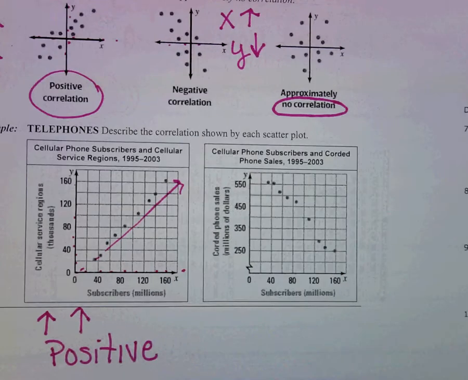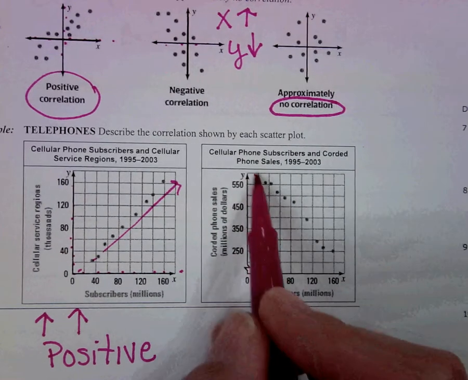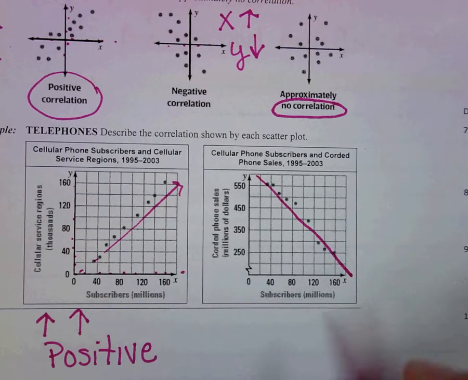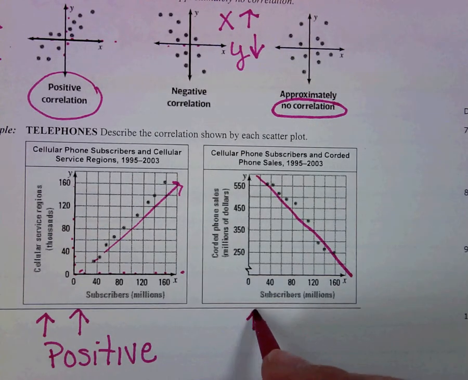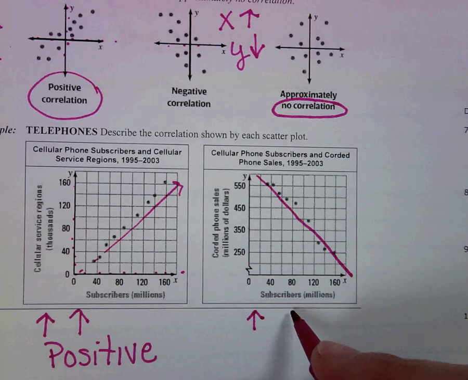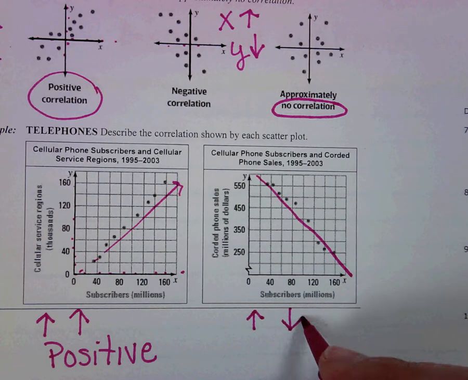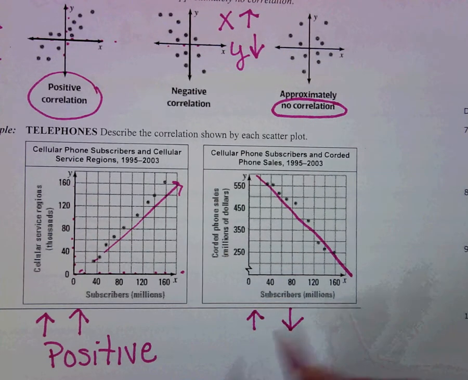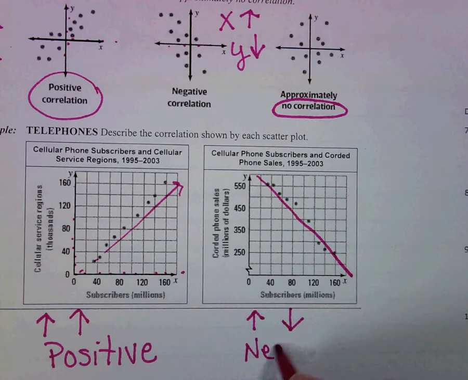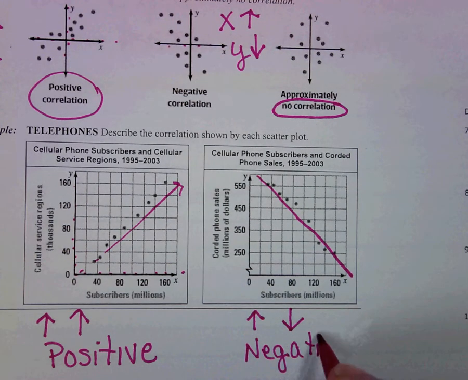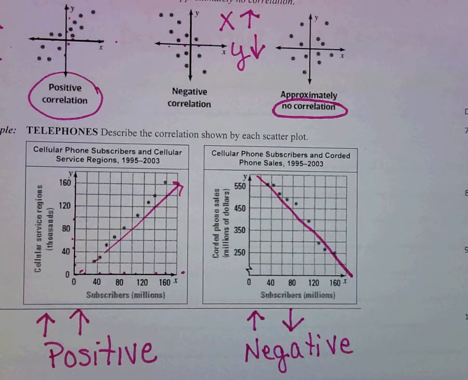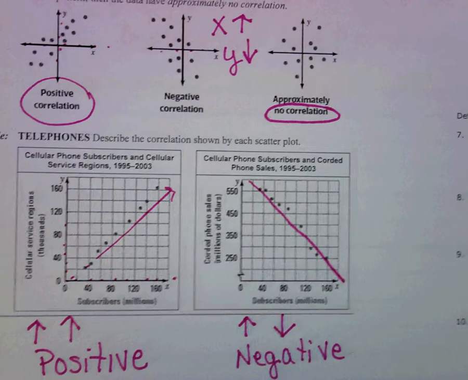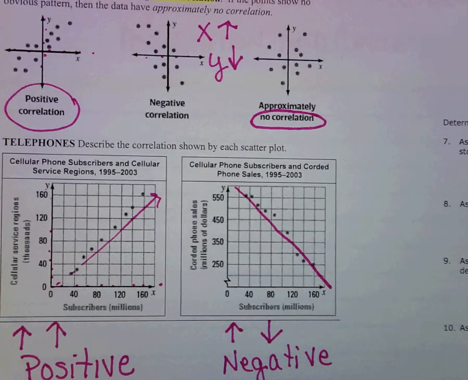In the next example, notice our graph is aiming downward. So as our subscribers are going up, obviously the corded phone sales are going to go down. Nobody wants a landline. So this would be a negative correlation or association. So it should be really, really easy to identify if it's a positive or negative trend from a graph.